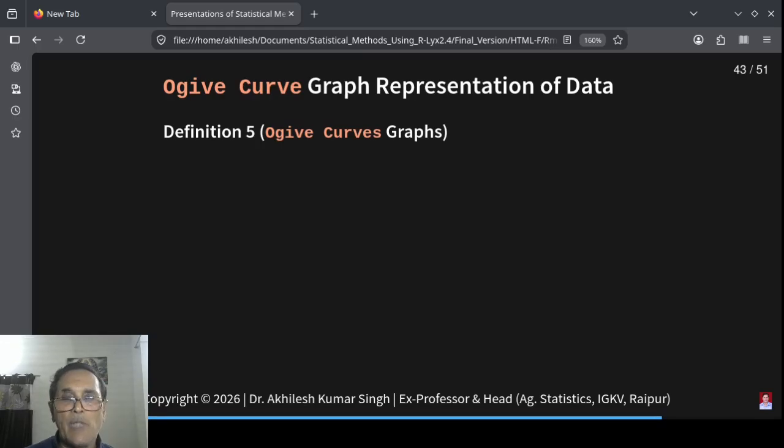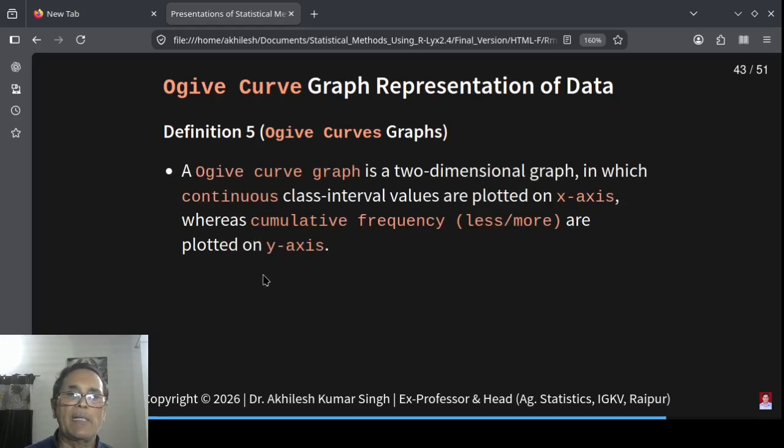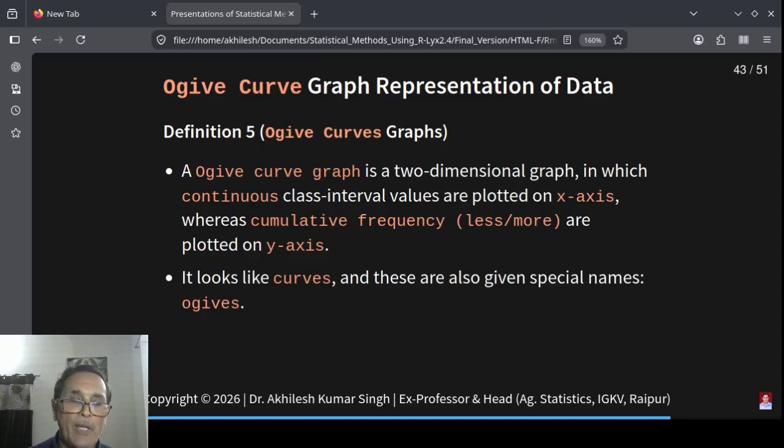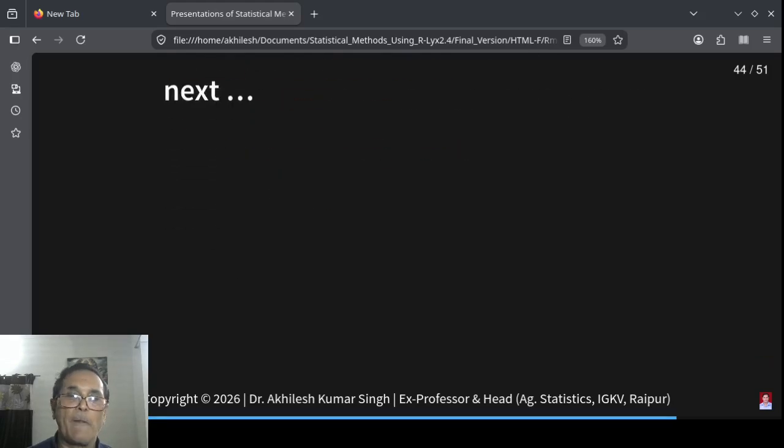What are ogive curves? These are actually given a technical name. They are cumulative frequencies for continuous data. An ogive curve is a two-dimensional graph in which continuous interval values are plotted on the x-axis, whereas cumulative frequencies of less-than or more-than types are plotted on the y-axis. So we can also call it a cumulative frequency graph for continuous data. It looks like curves, and these are given the special name ogives. It is useful for continuous type of data.